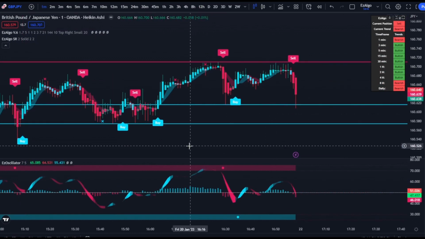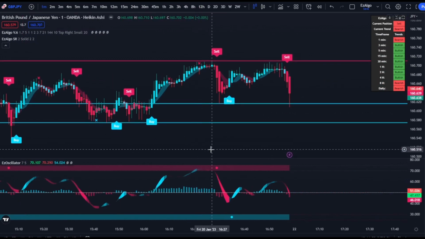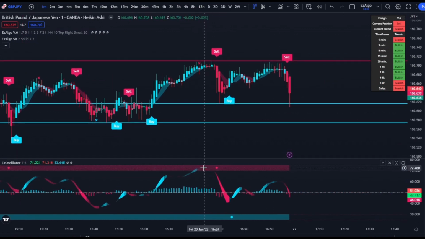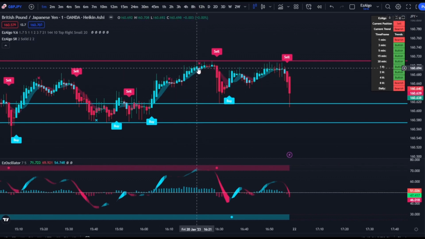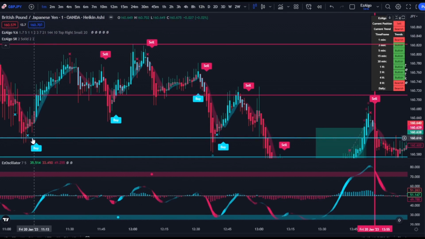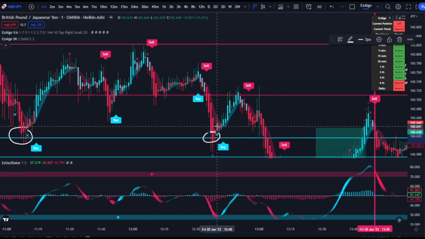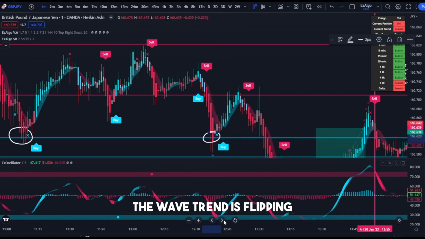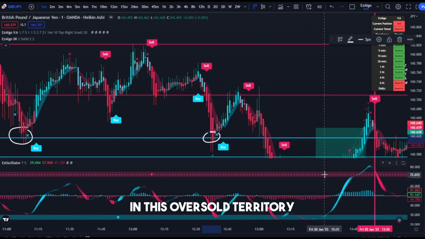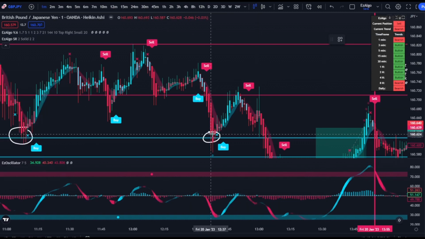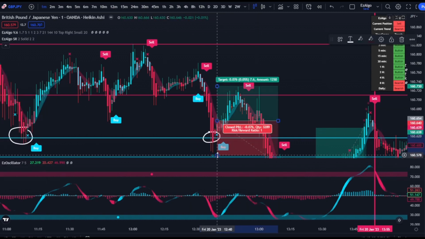And even right here, we came into this overbought territory. The ribbon flipped right around here. We also have that mild sell signal on EzOscillator, so you could enter a short position right there. And you can see we're at this clear support level. We've rejected from this level in the past. We come back down to test it again. We have that Easy Algo mild buy signal. The wave trend is flipping from red to blue in this oversold territory, so we can enter a long position on the closure of that candle.